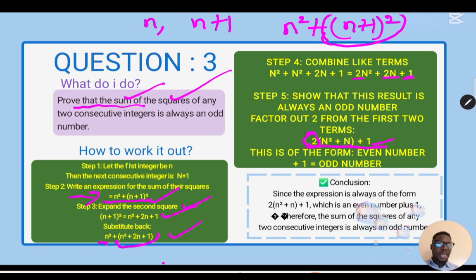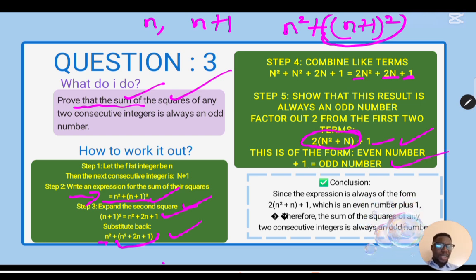I told you when we started that whatever number you have, even if it is an even number, by the time you add 1 to it, it becomes an odd number. So meanwhile, this one on its own is an even number because any number multiplied by 2 is already an even number. By the time you add 1 to an even number, it becomes an odd number. So this is of the form even number plus 1, which will give us an odd number.